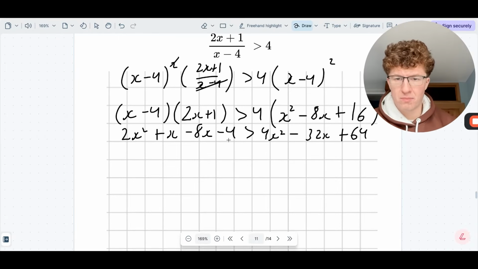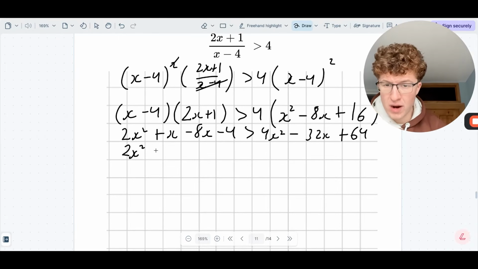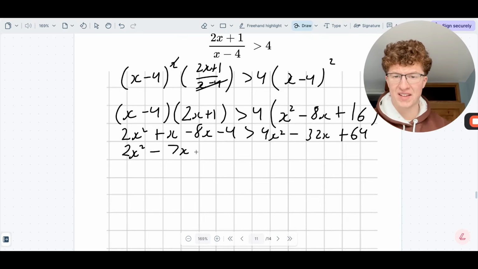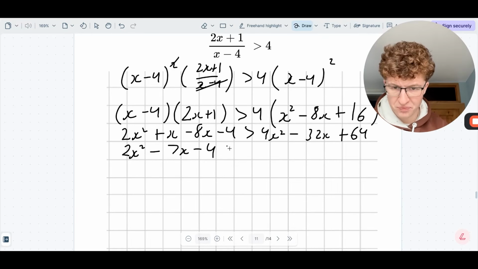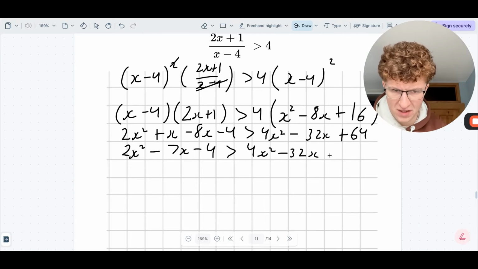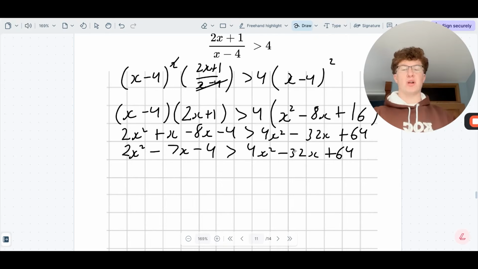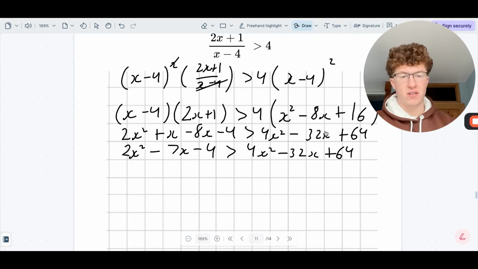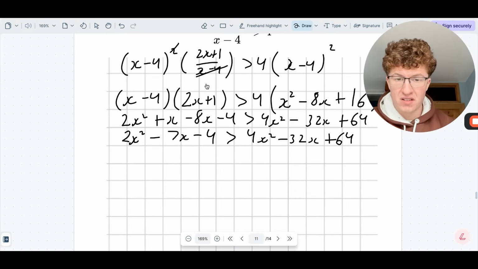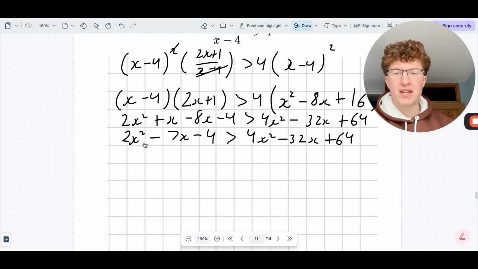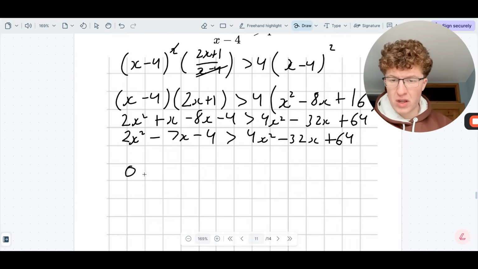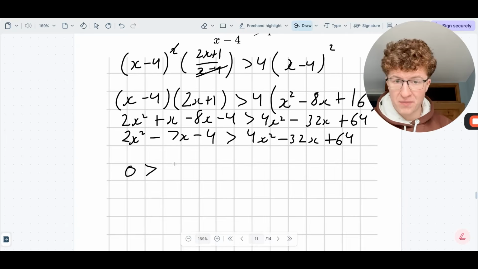So, tidy this up: 2x squared minus 7x minus 4 is greater than 4x squared minus 32x plus 64, like this. Now, what we're going to do is move all of these over to the right-hand side here. So, we're going to minus 2x squared from both sides. So, we're going to have 0 is greater than 4x squared minus 2x squared. It's going to give us 2x squared.